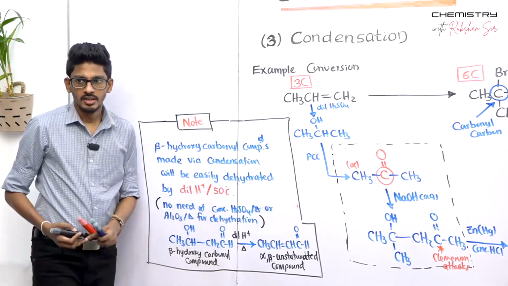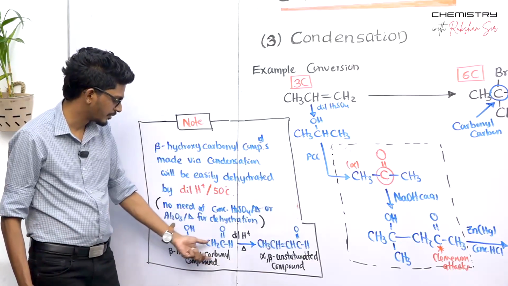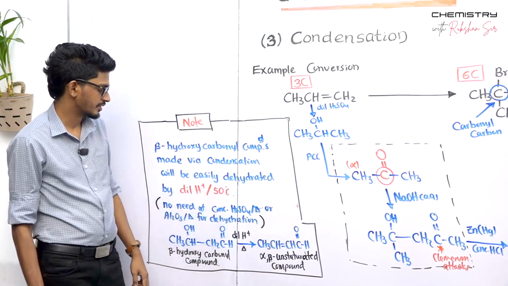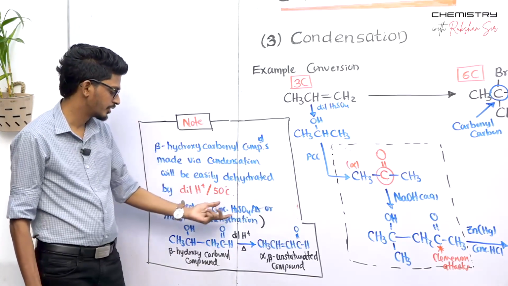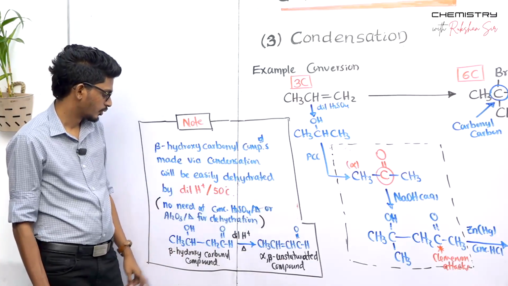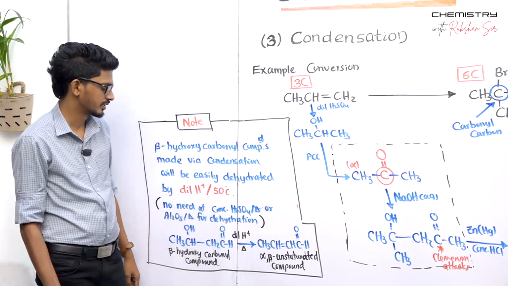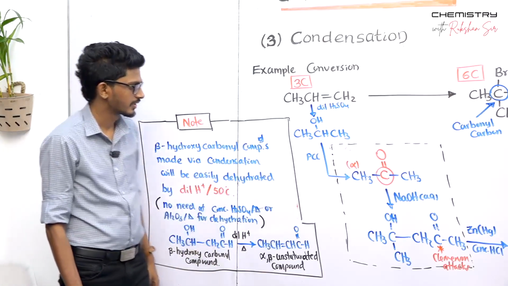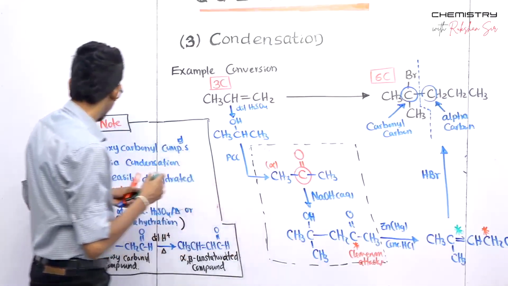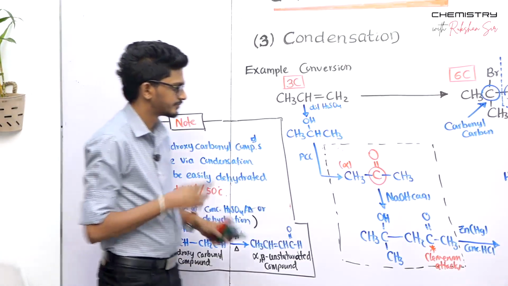Right now, a special thing happens with the beta-hydroxy carbonyl compounds made via condensation techniques. There is no need of adding sulfuric acid or alumina to dehydrate, to release an H2O molecule and form the beta-hydroxy alpha beta unsaturated compound, right? This will occur. That is what happened here. So that is the star marked case, right?